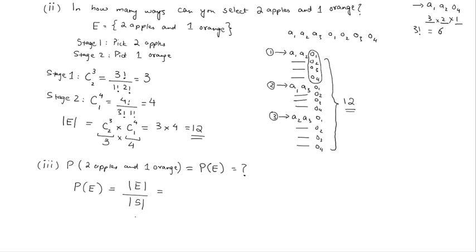The sizes are computed by counting in parts 1 and 2. Why did we use counting? Because the sample space was simple. When the sample space is simple, we can use counting to find sizes. And we have the sizes. The size of E was 12 and the size of the sample space was 35. And that's your answer.